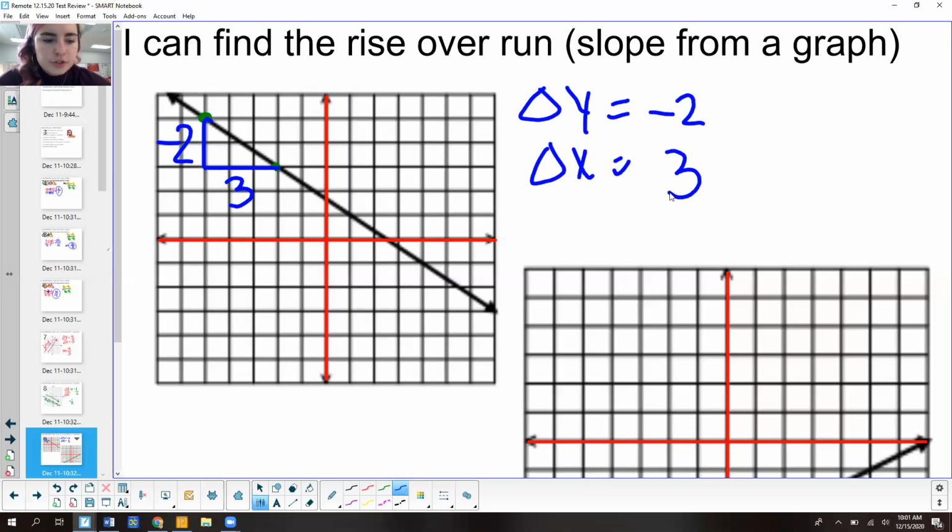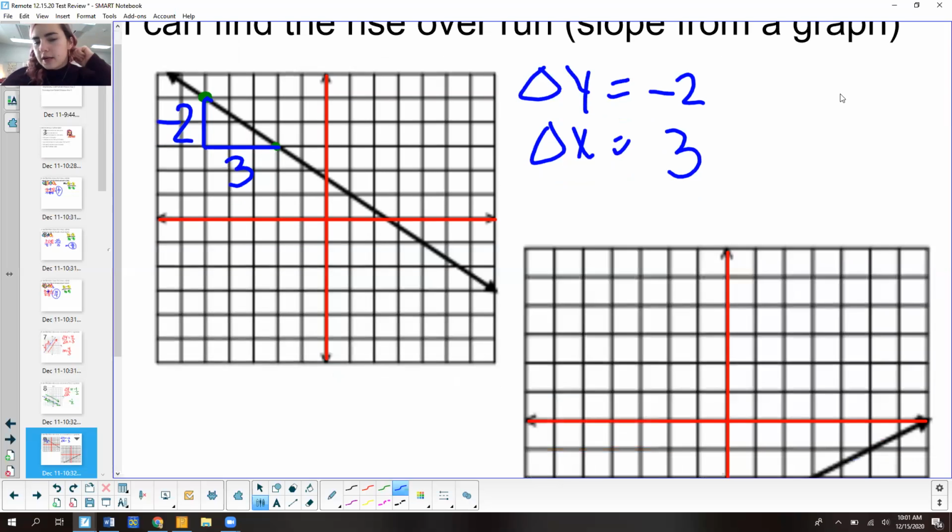Some people actually already messaged it to me. So we've got -2/3. So remember guys, you're just finding your change in y over your change in x.